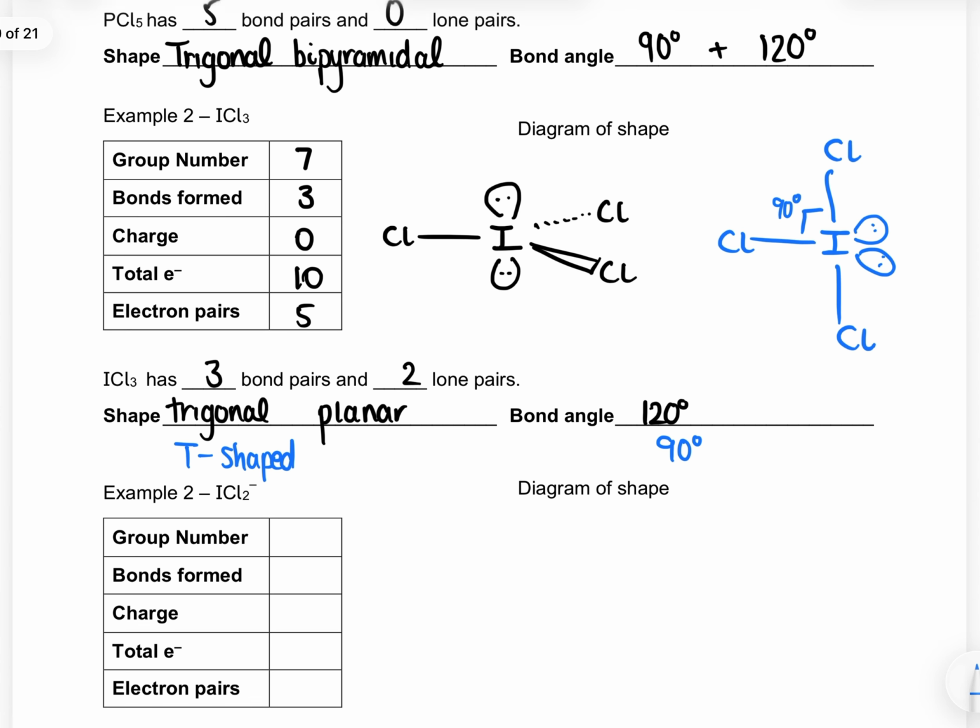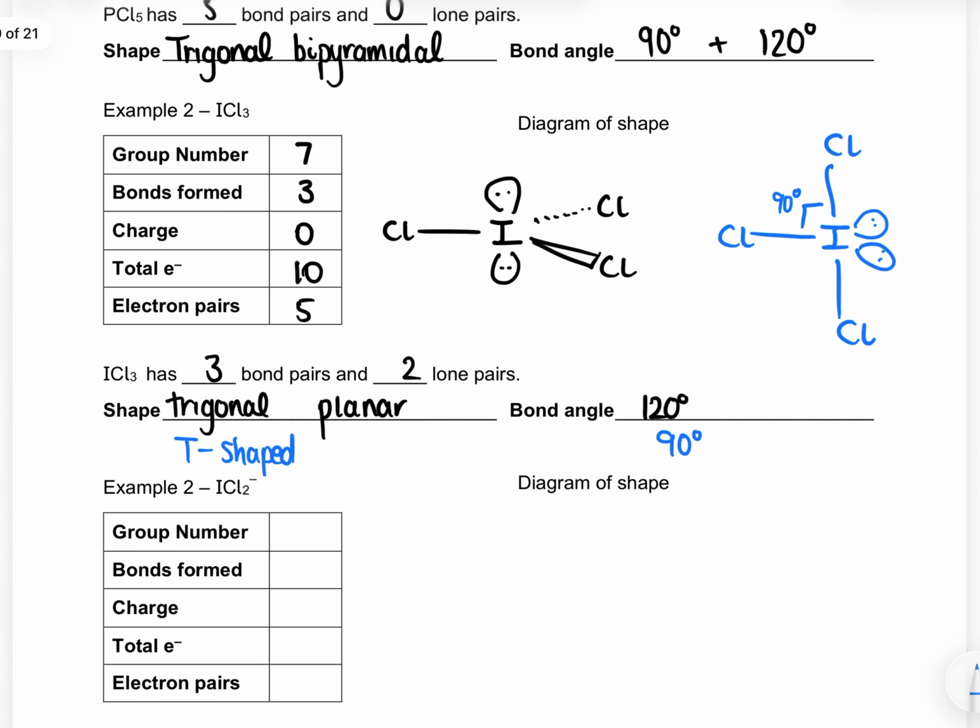Both of these answers would be marked right in the exam. Both diagrams are right. You're just showing that you understand that you're replacing two of the bonds from a 5-bonded pair shape for lone pairs and the effect that has on the angle.